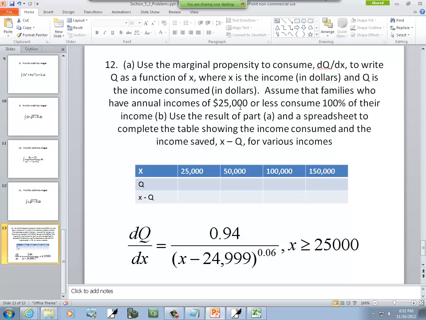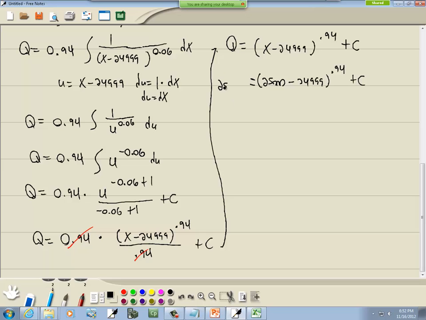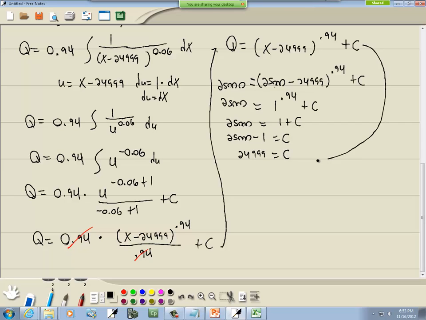Okay, assume that families who have annual incomes of 25,000, this is x, or less, consume 100% of their income. Now q is the income consumed. Well, if they made 25,000 and they consumed all of it, then q is 25,000. Well, 25,000 minus 24,999 is 1. Now 1 to any power is 1. So we got 1 plus C, take the 1 over, and we got 25,000 minus 1 equals C, which is 24,999 for C.